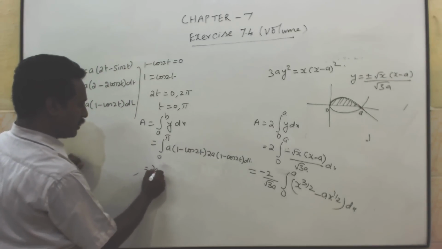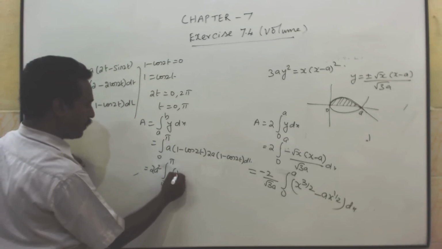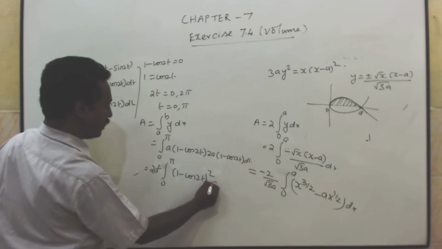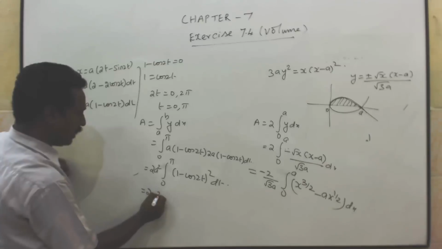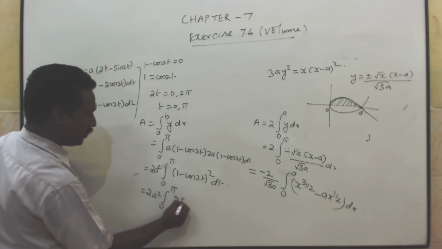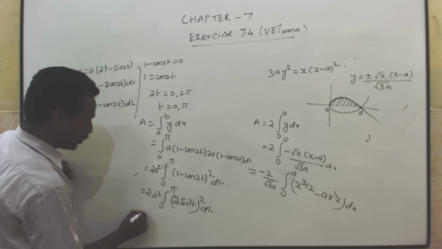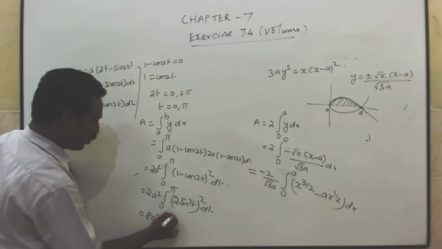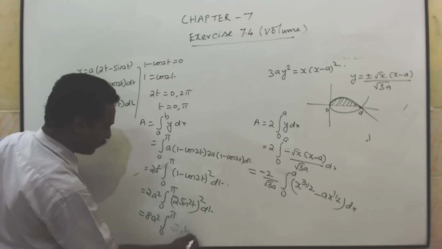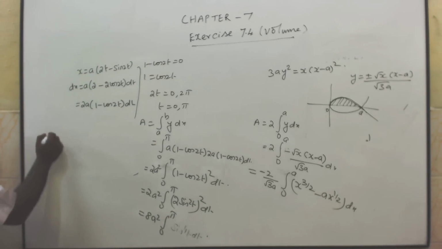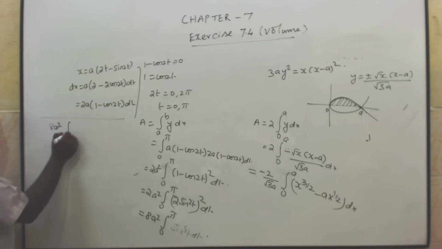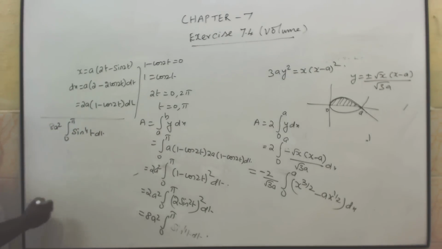2a into a, that is 2a square, 0 to pi, 1 minus cos 2t whole square dt. 1 minus cos 2t, I already told you in trigonometry, is 2 sin square t, whole square dt. 2 square is 4, 4 2s are 8. 8a square, 0 to pi, sin power 4t dt. Here I made a small adjustment. So, multiply and divide by 2, that is 16a square, 0 to pi by 2.